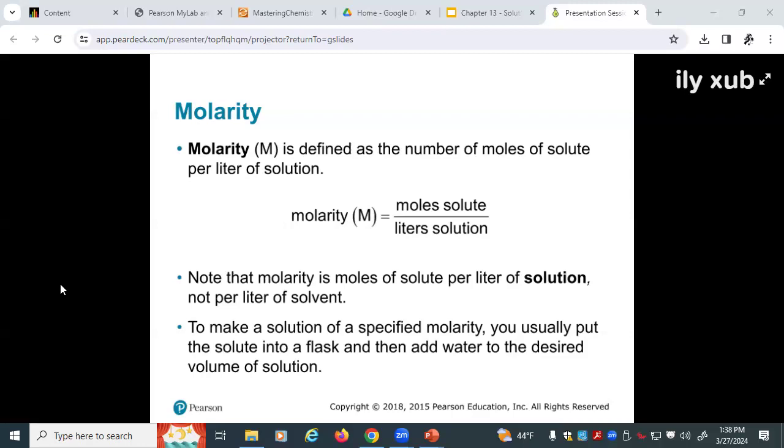And so what this changes about the dynamic here is that we can't simply just use a balance to make these kinds of solutions. We usually have to use a volumetric flask of some kind. So if you remember from that lab, you had to make those solutions in 100 milliliter volumetric flasks or 50s or something like that. And those have that one mark on them that measures exactly that particular volume.